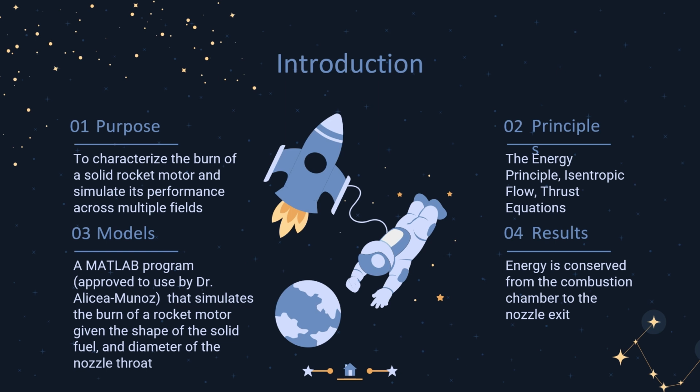The purpose of this lab was to characterize the burn of a solid rocket motor and simulate its performance across multiple fields. The principles used in this lab were the energy principle, isentropic flow equations, and the thrust equations. A MATLAB program was used that simulates the burn of a rocket motor given the shape of a solid fuel and the diameter of the nozzle throat. The results were that energy is conserved from the combustion chamber to the nozzle exit.